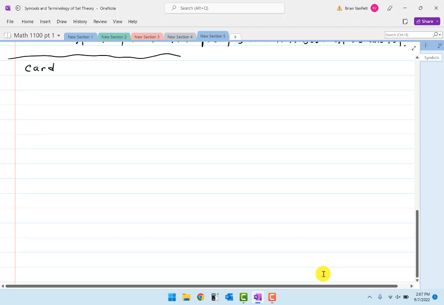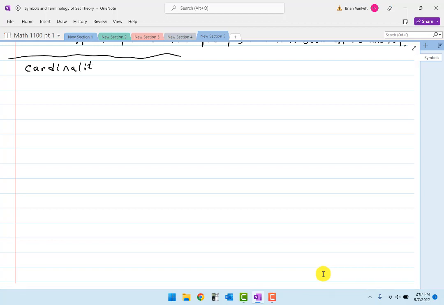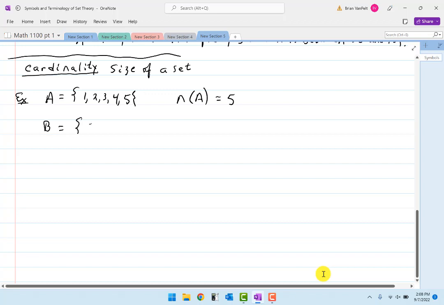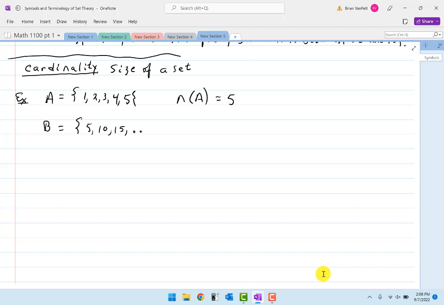Next topic is cardinality. This is the size of a set. So for example, if A equals 1, 2, 3, 4, 5, the number of items in A is designated by n with A in parentheses. That equals 5. So n of A is the cardinality. B, suppose this set is 5, 10, 15, up to 100. The number of items inside of B equals 20.